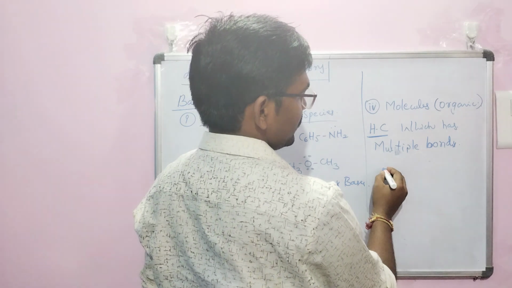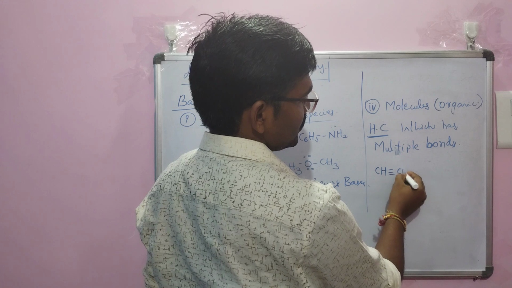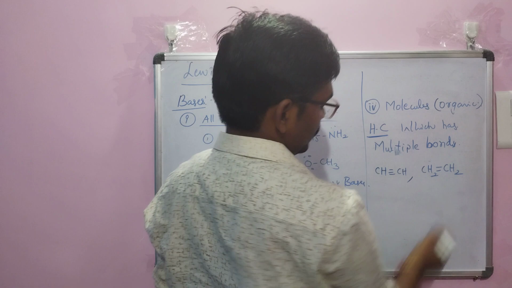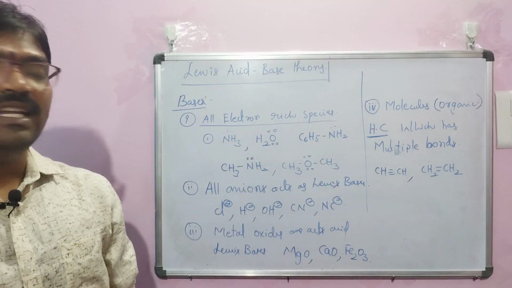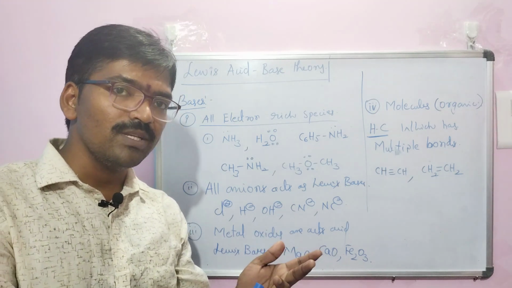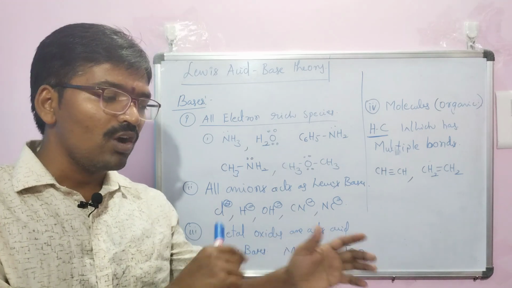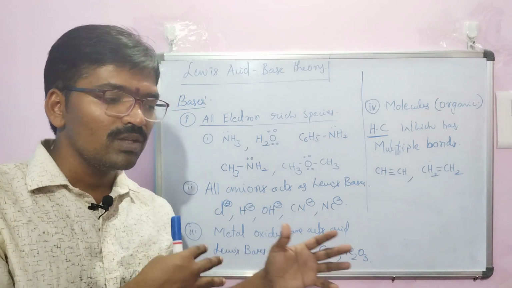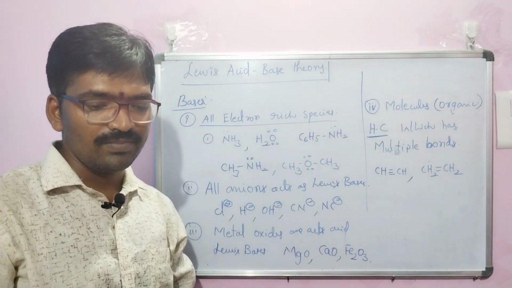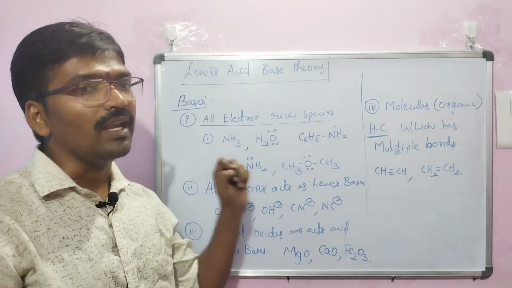For example, if we take CH triple bond CH, CH2 double bond CH2. So these are the three acid base theories: Arrhenius acid base theory, Bronsted Lowry acid base theory, then Lewis acid base theory. How many types are there, how they are expressed, all these are important topics and points from the acid base theories. Now we will discuss a few questions based on NEET.